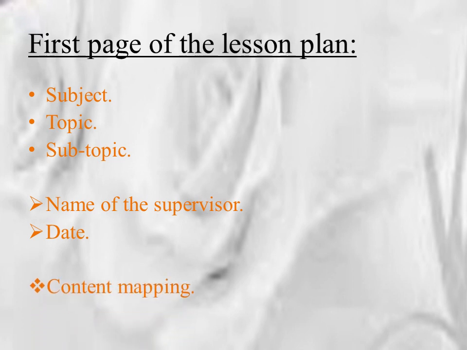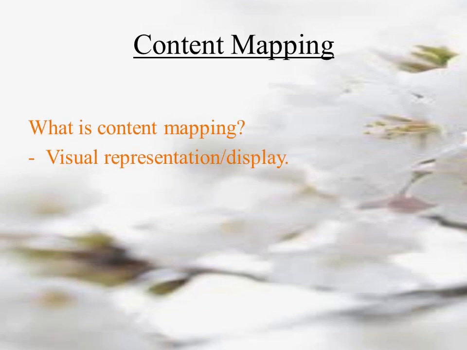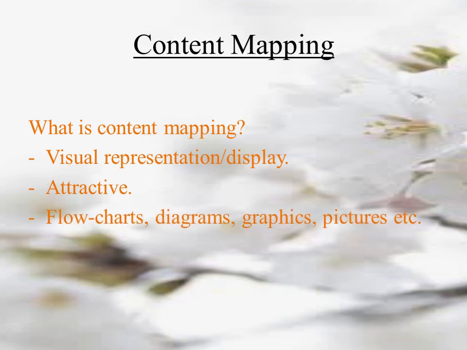In the next row, we have content mapping. Content mapping is the visual representation or display of your content. What is content mapping? Content mapping is the visual representation or display of your content or the main ideas of a particular lesson. The general and specific objectives written in the second page are indicated in the content map. You can design your content map to make it look attractive. This can be done in the form of flowcharts, diagrams, graphics, pictures, etc.